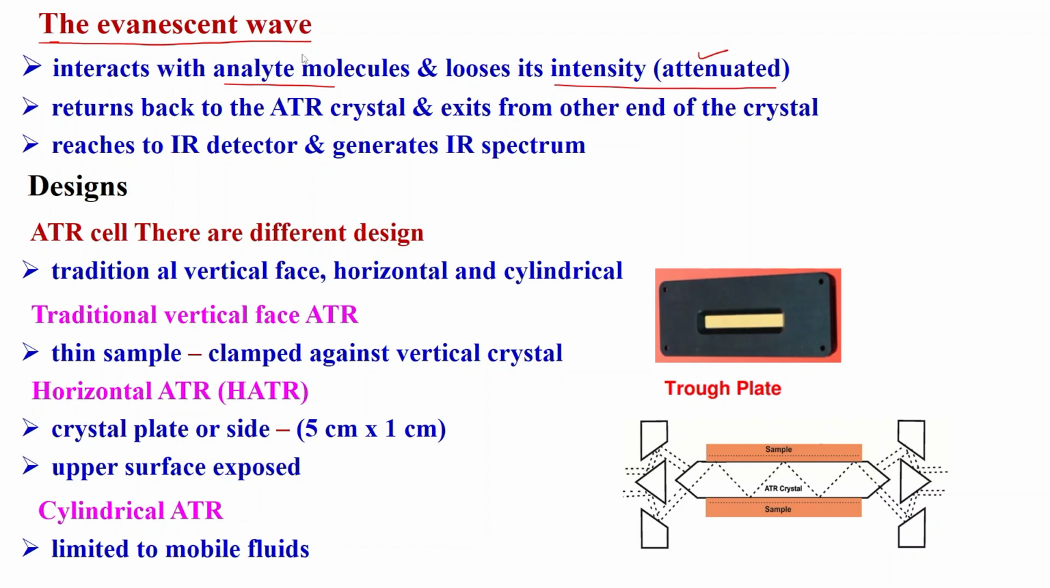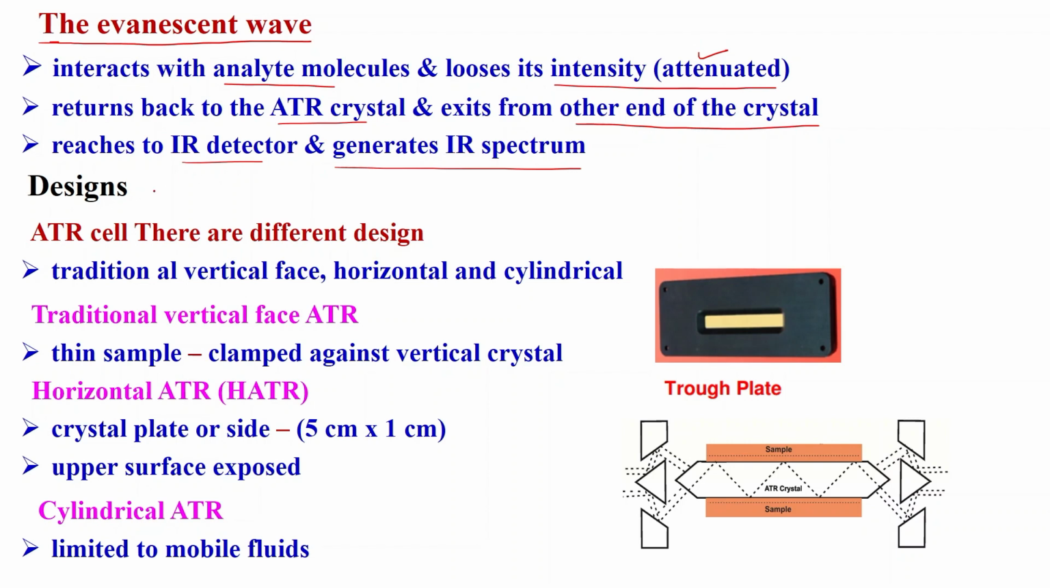So as already told, that evanescent wave is the one that is being extended into the sample, and it interacts with the analyte molecules and loses its intensity. That is what is called attenuated total reflectance. Attenuated means a decrease in the intensity as it interacts with the sample, and it returns back to the ATR crystal that we have seen already, and exits from the other end of the crystal, and it reaches the IR detector and generates the IR spectrum. So this is how the evanescent wave exiting from the crystal reaches the detector, and then we have the spectra.